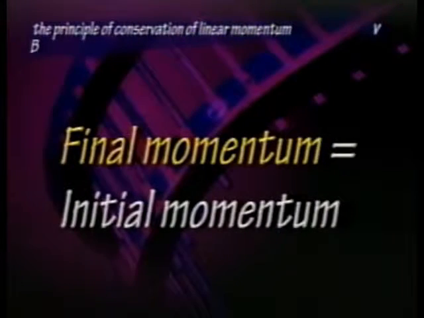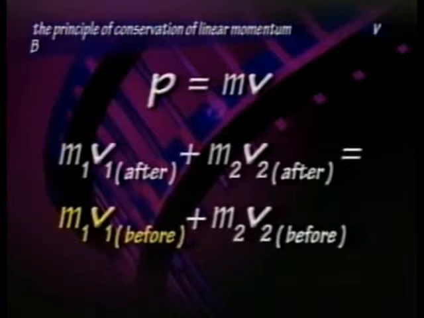The principle of conservation of momentum says that the final momentum of the system equals the initial momentum of the system. Since p equals mv, if two particles collide, the mass of the first particle times its velocity before the collision plus the product of the mass and velocity of the second particle before the collision equals mass times velocity of the first particle after the collision plus the mass times velocity of the second particle after the collision, or m1 v1 before plus m2 v2 before equals m1 v1 after plus m2 v2 after.